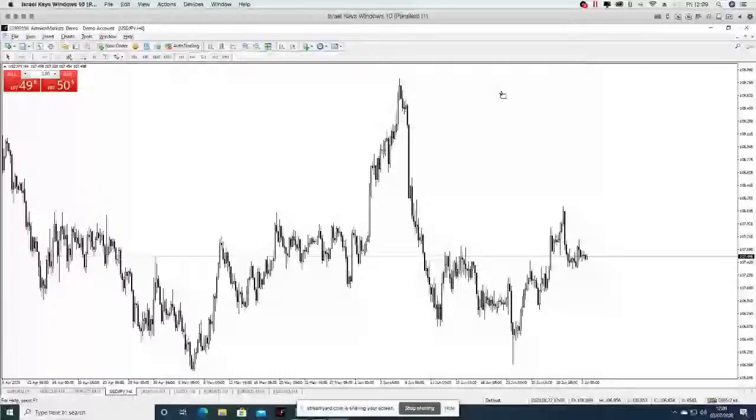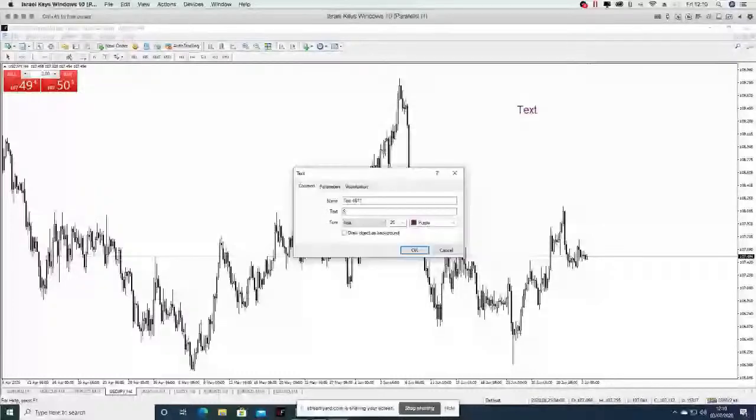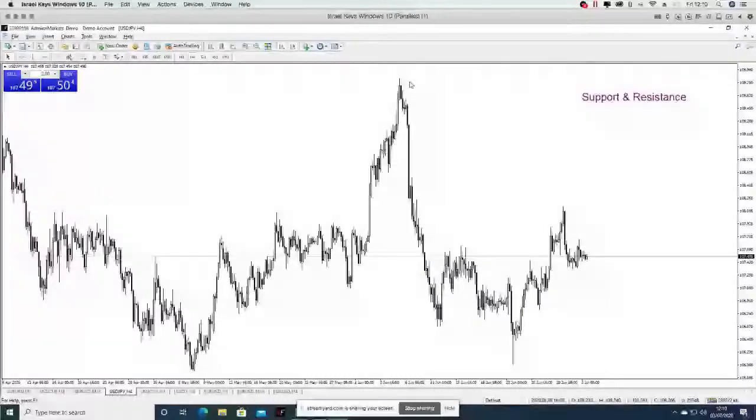Support and resistance. So remember, up is bullish or long or buy. Down is bearish, short or sell. Support or a support level. So we refer to these as levels and zones. Levels means a particular price, and zones means a range.